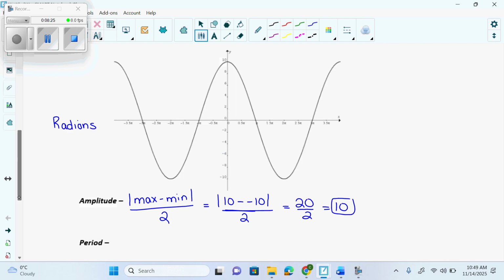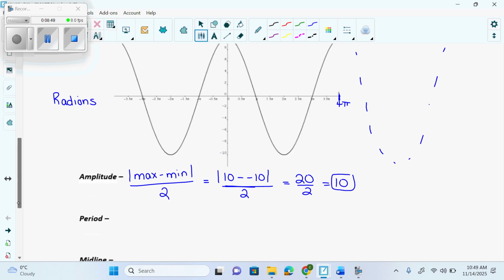Okay? So on this y-axis, I'm actually starting at a max. So I need to go to the next max. So how long is that taking me horizontally? 4 pi. This is true. So I go from a max all the way back to a max. That horizontally is 4 pi. After that, it's going to repeat itself again. Correct? Okay. So we know the period is 4 pi.